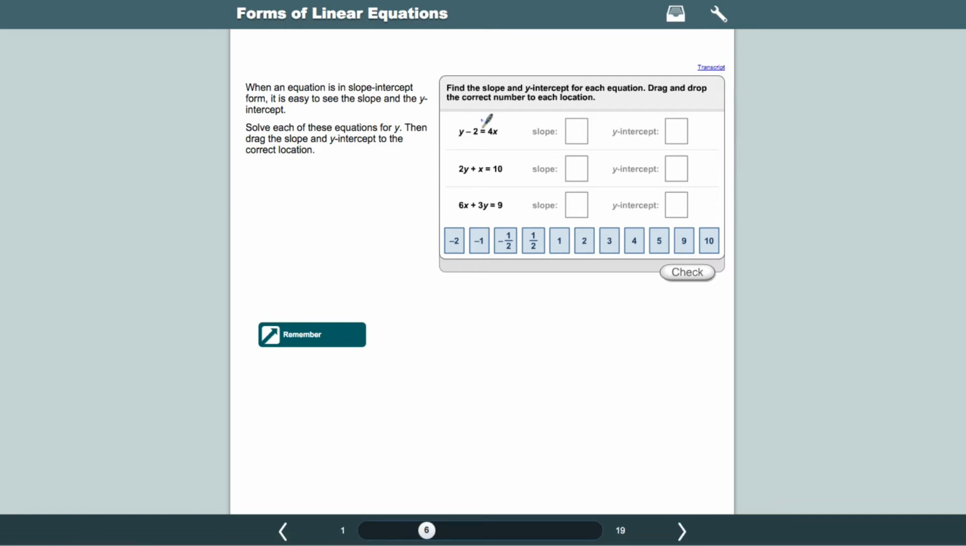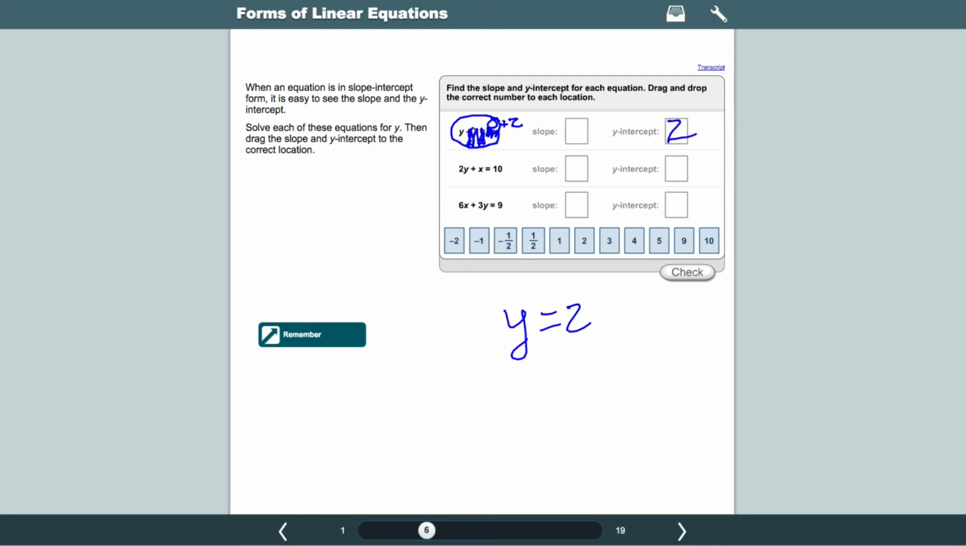With that in mind, let's look at this. Okay, we know the y-intercept is when x equals 0, right? So when x equals 0, this goes away and just turns into a 0. So we're going to plus 2, and that gets rid of this, and we have y equals 2. Well, there's our y-intercept right there, 2.